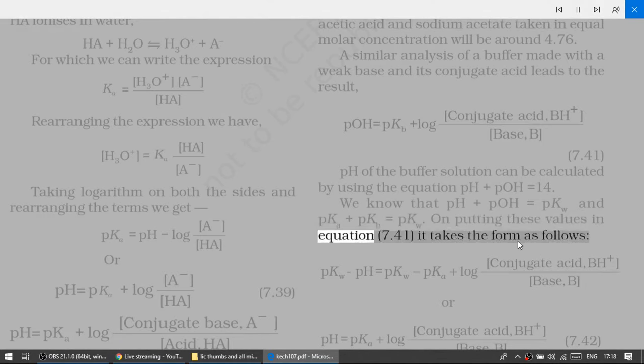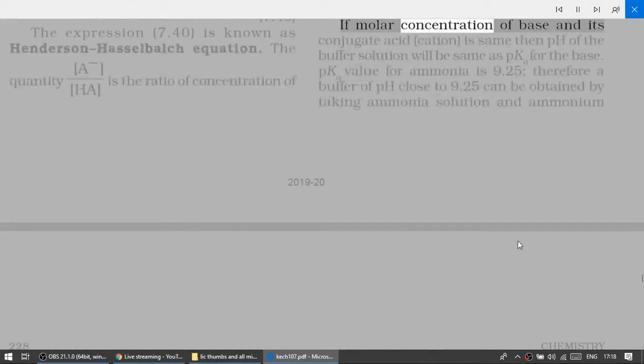On putting these values in equation 7.41, it takes the form as follows: pH is equal to pKw minus pKb, or pH is equal to pKa of the conjugate acid BH+ plus log [base B]/[conjugate acid BH+] (7.42). If the molar concentration of the base and its conjugate acid, the cation, is the same, then the pH of the buffer solution will be the same as pKa for the base.